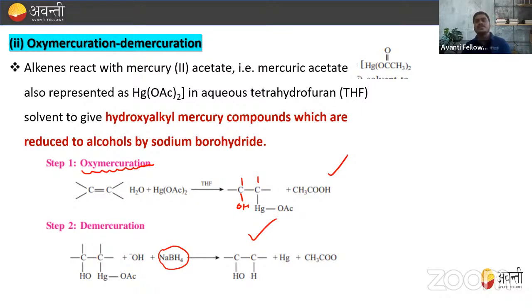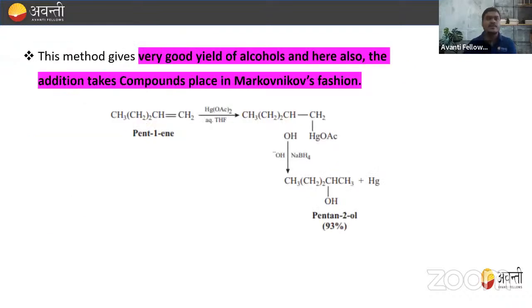So this is the oxymercuration-demercuration reaction, in which in the first step the addition of mercury acetate takes place. In the next step, this mercury acetate will be removed by the presence of sodium borohydride, which reduces this to give the corresponding alcohol, right? So then what will we get? We will get the alcohol that we want to prepare. Now this method gives a very good amount of alcohol, and here also the addition takes place according to Markovnikov's rule.